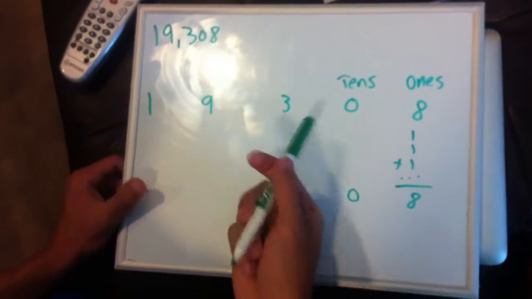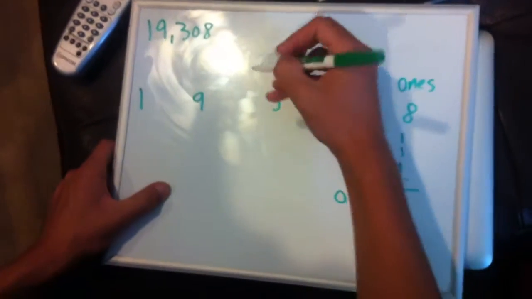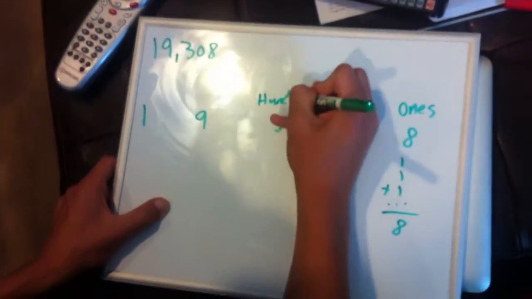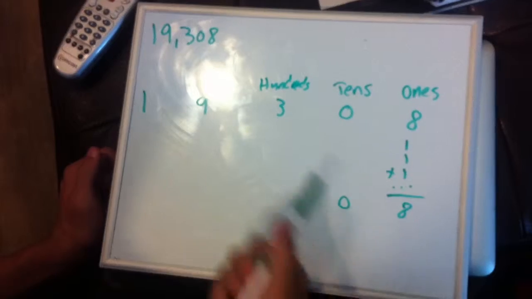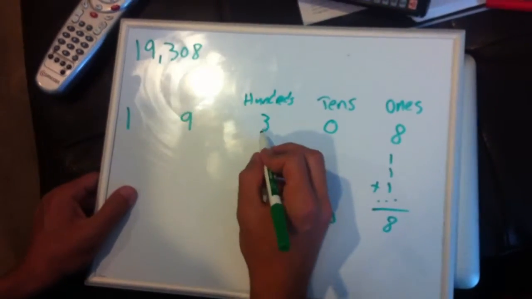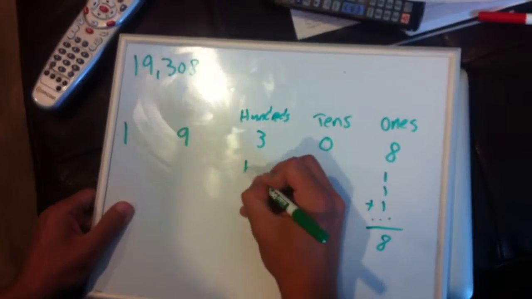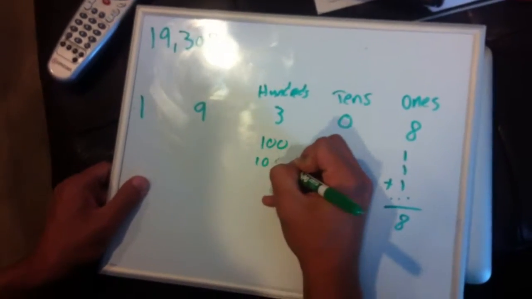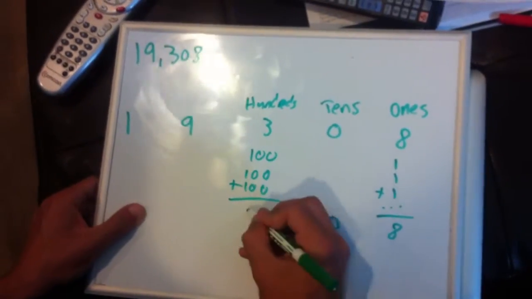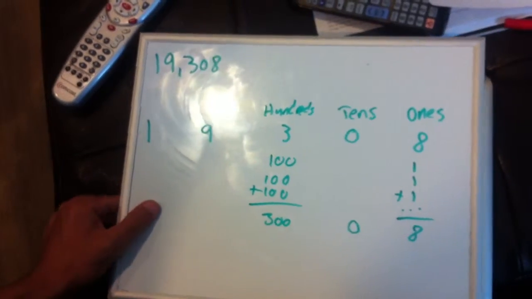So now let's move on to this number 3. This number 3 is in the hundreds place. Now, if we add all these up like we did here, you'll see we have 3 100s. So 100 plus 100 plus 100. We have 3 100s in the hundreds place. So if we add that up, we'll have 3 hundreds.